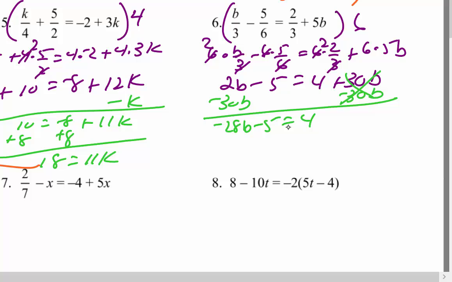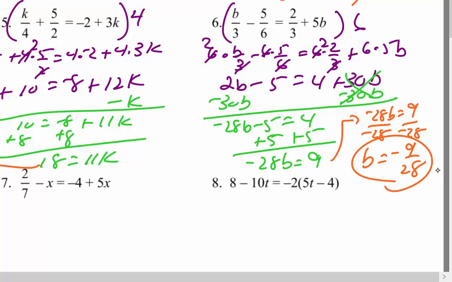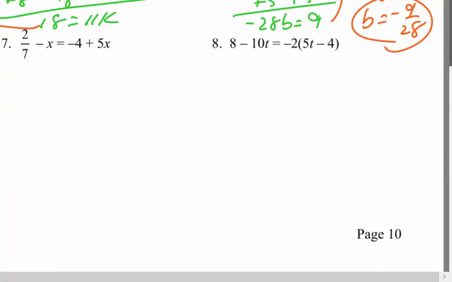Now I have to get rid of the minus 5, because I want the b's by themselves. So I'm going to add 5 to both sides. So negative 28b equals 9. Once I do that, I now have to multiply or divide. So I'm going to divide. Negative 28b equals 9. I divide by negative 28. So b equals negative 9/28. That's my answer. And again, I'm not checking just for the sake of time.